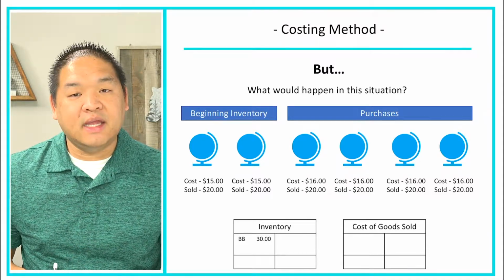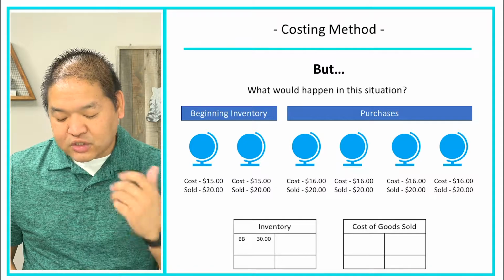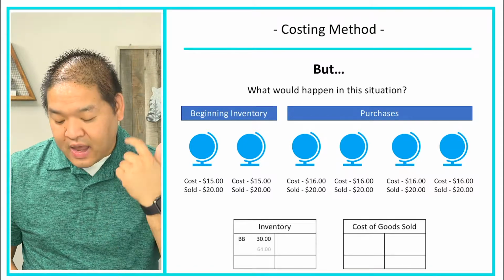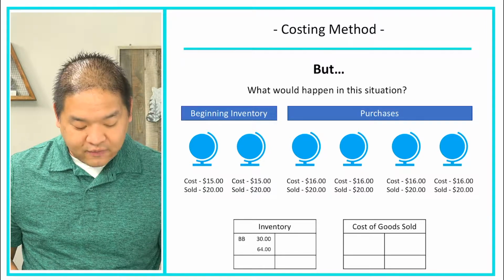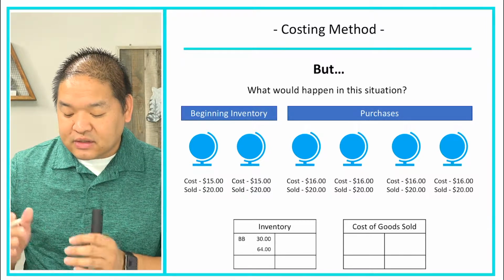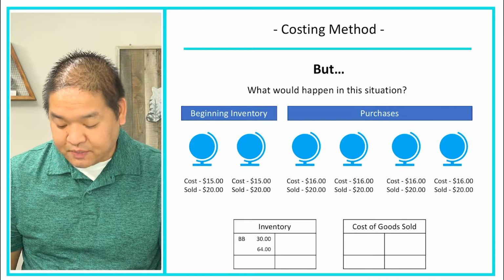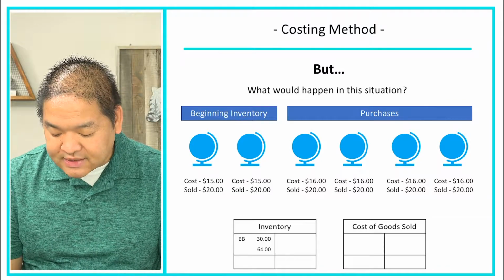If I look at my inventory T account here, we started the year with $30, and now my inventory goes up by $64 because I bought 4 more globes at $16 a piece. So now my inventory is $94.